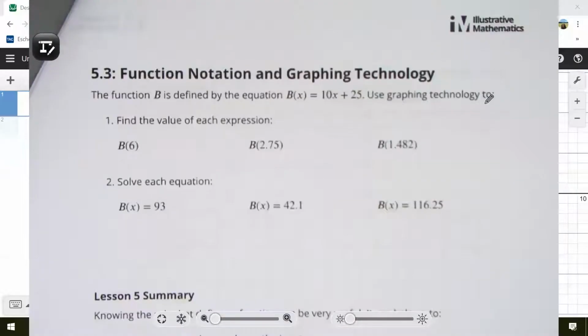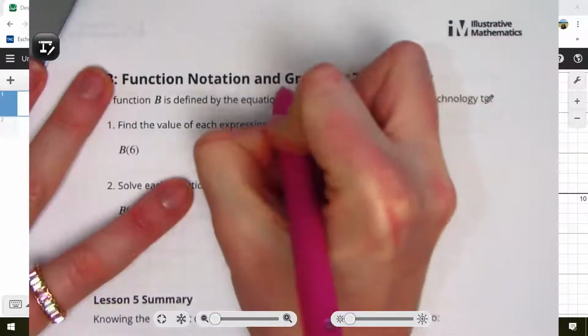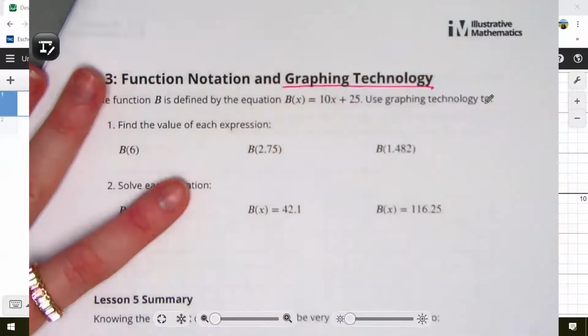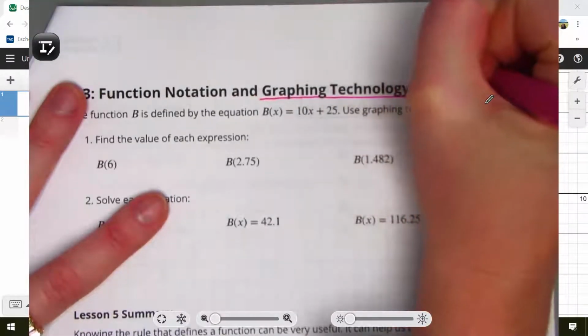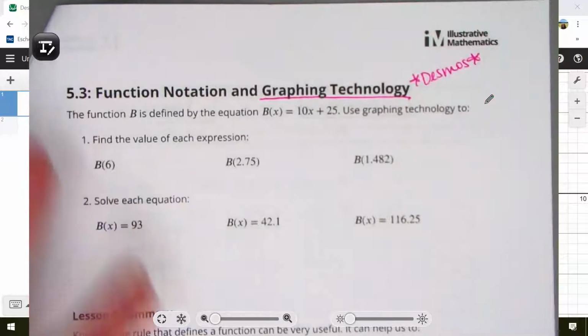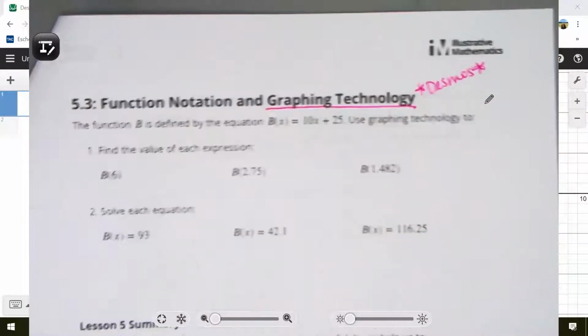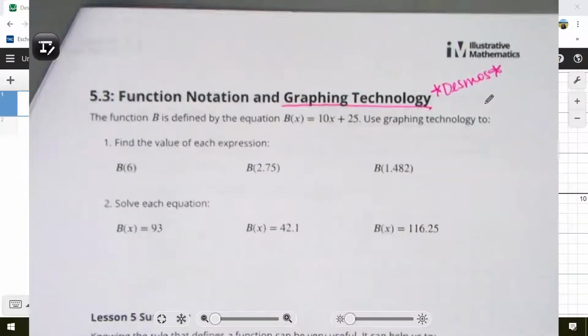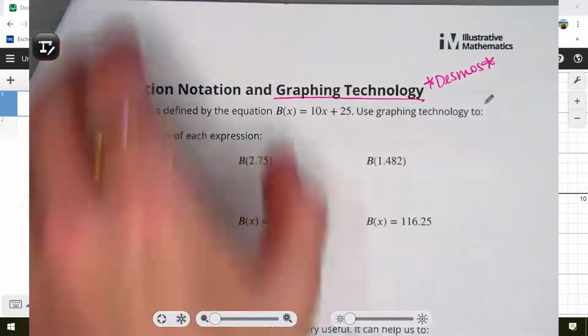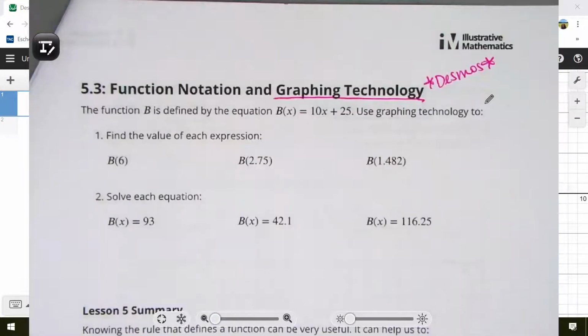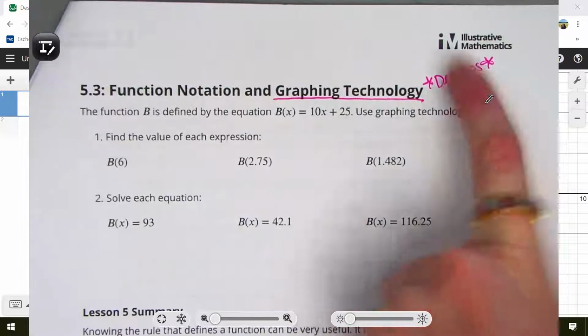Recording again. All right, so function notation and graphing technology. When we're using this graphing technology, we are going to be using Desmos. We all kind of have a love-hate relationship with Desmos, but it makes our life easier, so that's a good thing. If you're not already there, for those of y'all watching this, you do need to pull up Desmos on your computer because we will be using it.